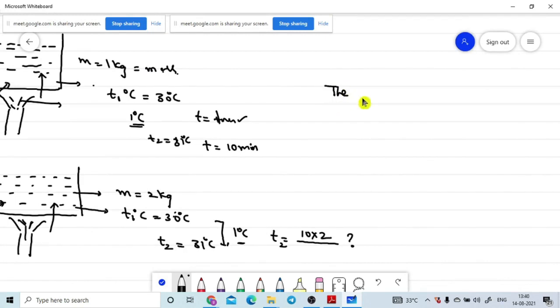So the rising temperature depends on several parameters. The first parameter is how much mass is present in the system. Is it correct or not? Yes, sir. It depends on the mass contained in the system. Second, the rising temperature depends upon how many degrees you raised.